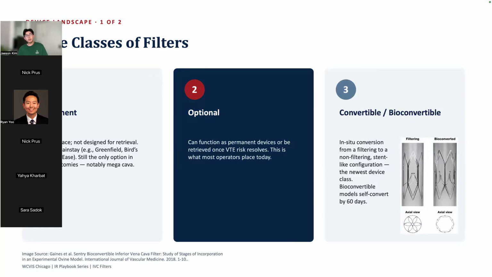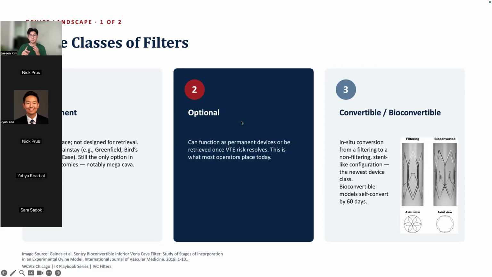Okay, so I'm going to get into talking about the three classes of the filters now, and there's three broad categories, and the difference is really about whether they're meant to come out or not. And so the first one is permanent. These go in and stay in and aren't designed to be removed. And so some older, well-known filters fall into this group. There are still a few situations where a permanent filter is your only choice, and we'll talk about those later on. The second one is optional, and this is the type that gets most often used today.